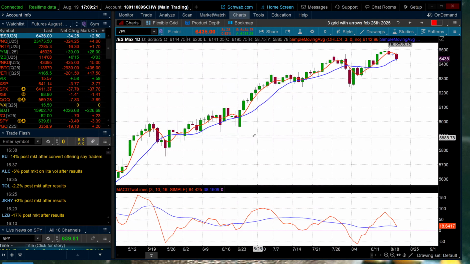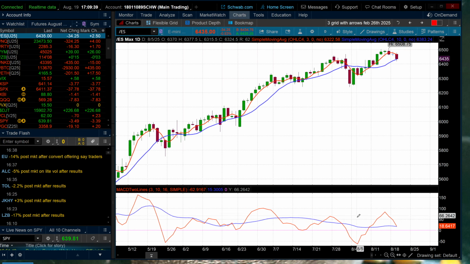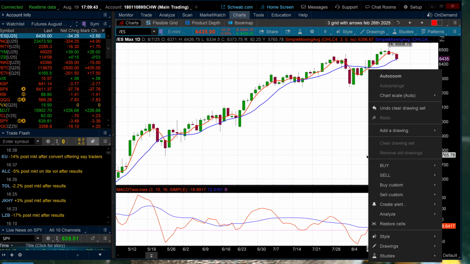So we're just saying that if the red line, the 3 moving average, and I'm taking simple, you can do exponential, if the 3 is higher than the 10, then the red line's going to be over 0. If the 3 crosses under the 10, the red line's going to be under 0. Then what happens is that blue line is just a 16 period moving average of the red.